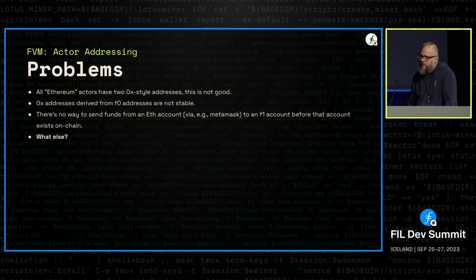The problem is I can do this with F0 versus F410F with 0x style addresses. Sorry, there are too many numbers here. Basically, I can convert a 0x style address deterministically into either an F0 address or an F410F address, because there's masking. We reserve an entire address range, which is 0xFF, a bunch of zeros, and then an 8-byte ID. We reserve that entire address range in 0x for F0. So we have this nice separation.